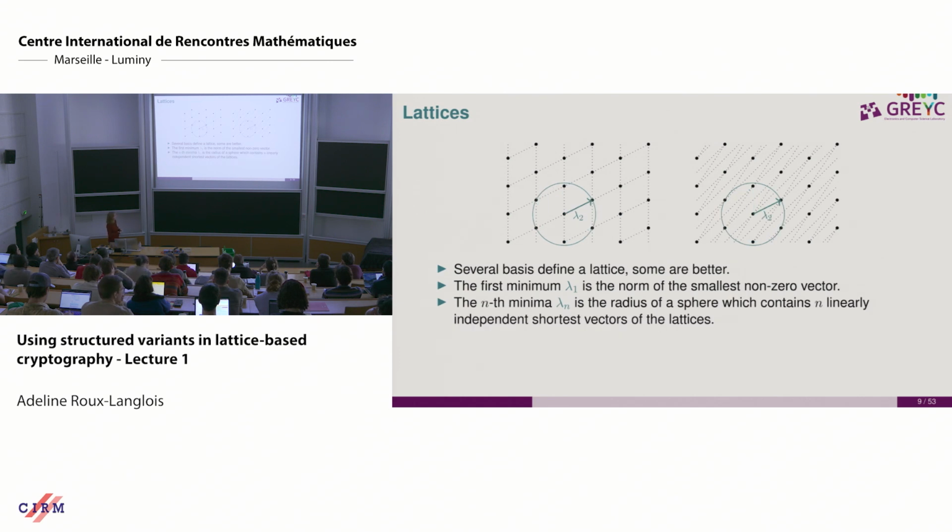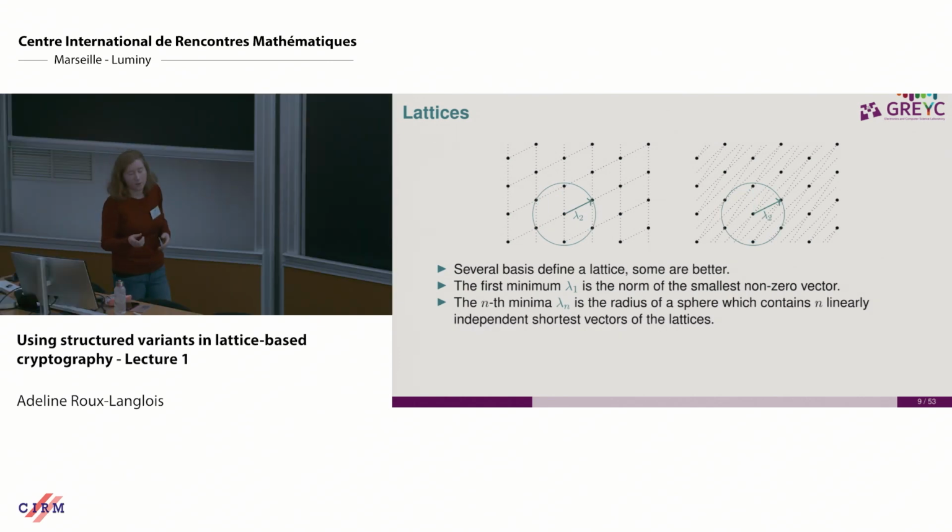And you can define up to n minima, where n is your dimension. To define the other ones, it's not just the second shortest vector, because you could have them in the same direction, for example. So you take a sphere, and you want this sphere to contain n linearly independent short vectors. And the radius of this sphere, where you have the n shortest linearly independent vectors, will be your nth minimum.